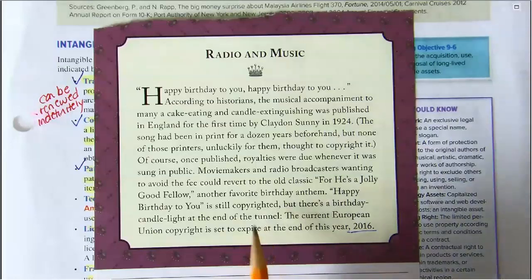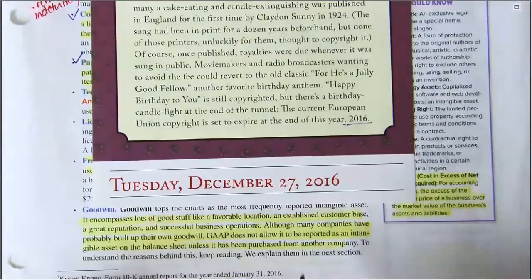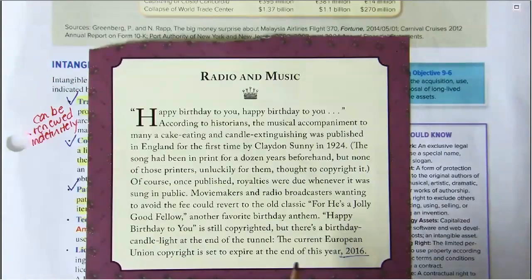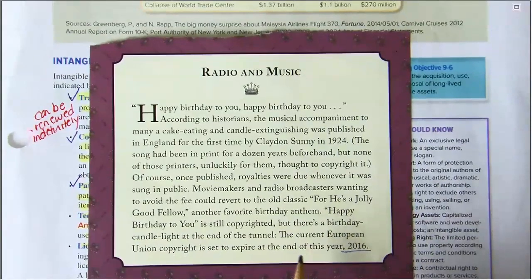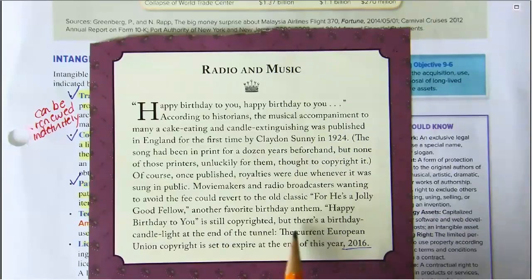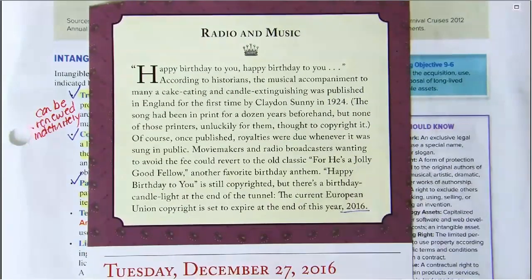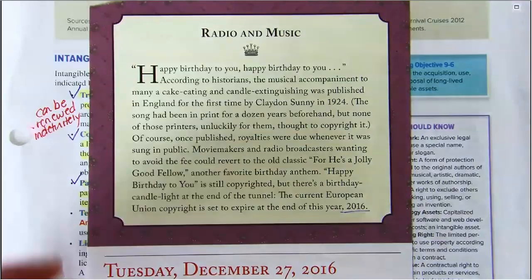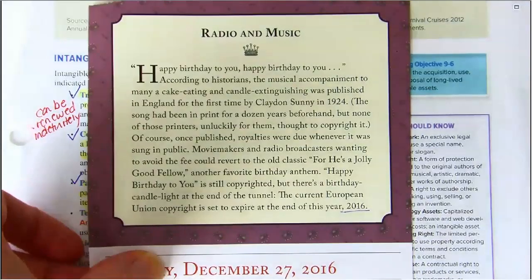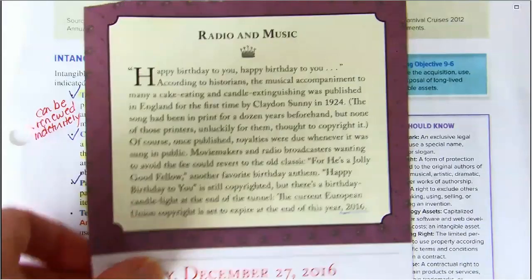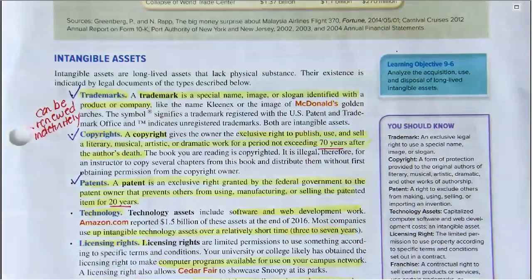Now this is from a few years ago. I'm pulling this out of a calendar: Happy Birthday to You is still copyrighted, but there's a birthday candle light at the end of the tunnel. The current European Union copyright is set to expire at the end of this year, 2016. So from 2016 on, restaurants or whomever, you could sing it, you could put it on an album and not have to pay a cover charge to whoever owned the rights to that song.